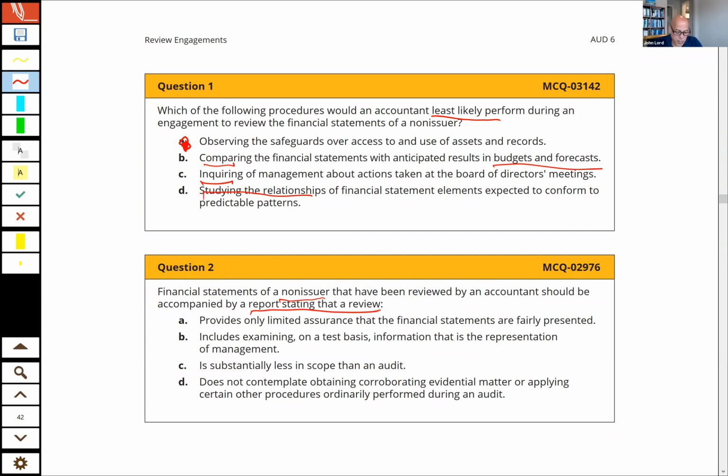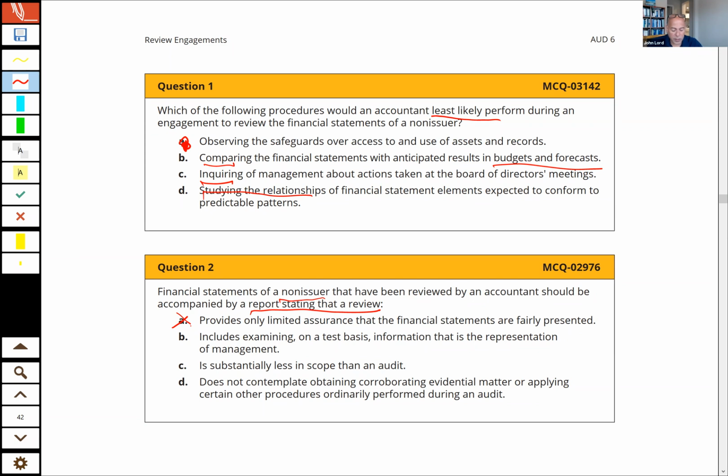Some of us chose A, provide limited assurance that the financial statements are fairly presented. No, it is a limited assurance, and the limited assurance is that what? I am not aware of material modifications that need to be made for the financial statements to be in accordance with the applicable framework. I'm not sitting here saying the financial statements are fairly presented. The assurance I give that financial statements are fairly presented is the audit opinion, because it's limited to reasonable assurance. So they're really telling you what you do in an audit report with that choice A.